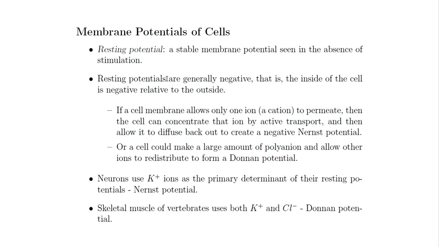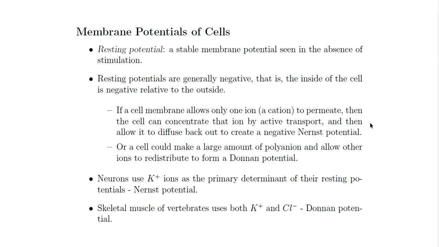Okay, resting potentials are generally negative. That is, the inside of the cell is negative relative to the outside. So it will try to stop the flow of the ion from the inside to the outside of the cell. Okay, so if a cell membrane allows only one ion to permeate, then the cell can concentrate that ion by active transport and then allow it to diffuse back out to create a negative Nernst potential.